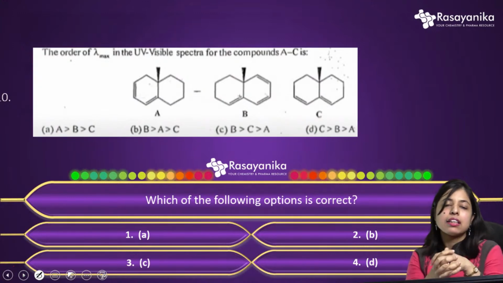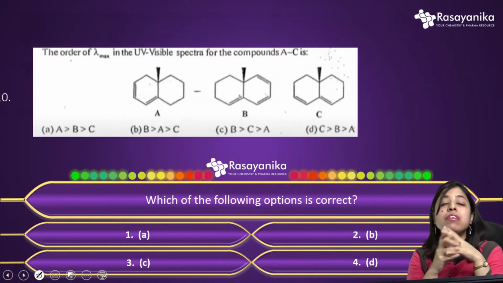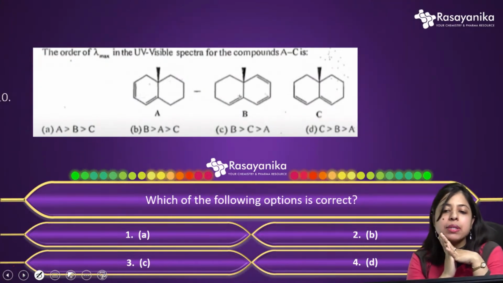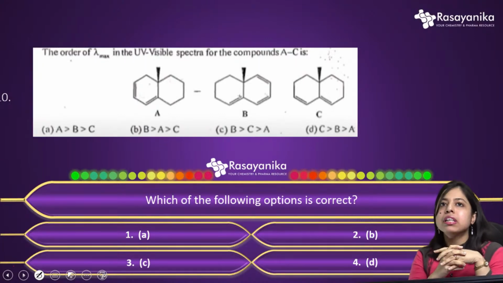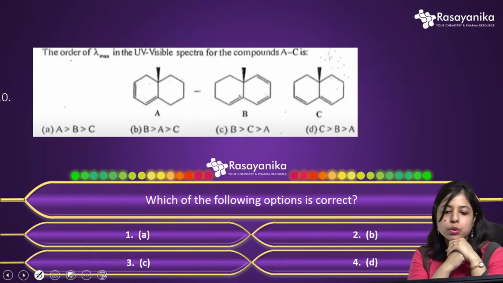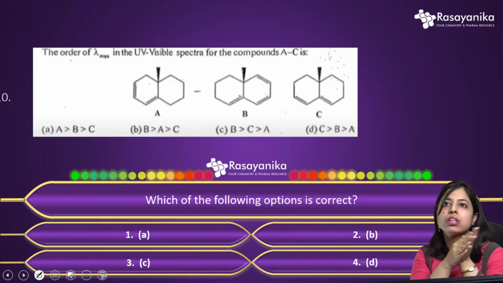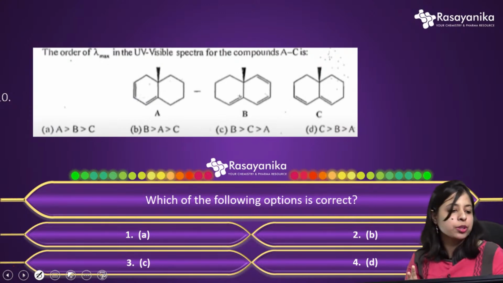So let's move to our last question. This is another organic question. The order of lambda max in the UV visible spectra for the compounds A to C is, you have been given 3 compounds like this. And you have to find which is the correct option, the correct order basically for the lambda max. So which is the correct option?